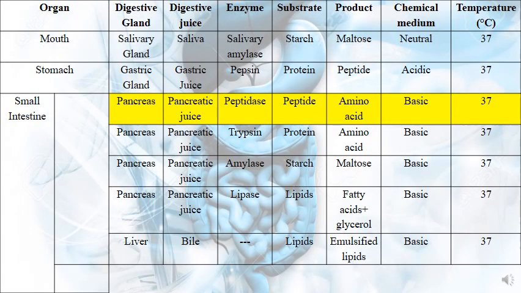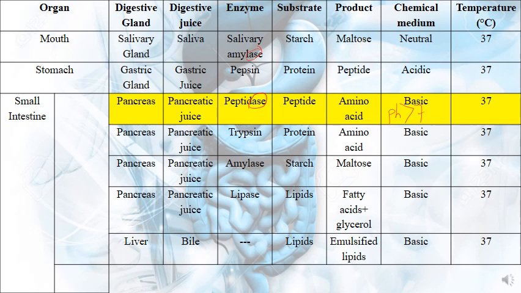Now, let's move to the pancreas. It contains a juice, and the enzyme is called peptidase. So any word that ends with A-S-E from now on is going to be an enzyme, like the case of amylase. Peptidase, as its name indicates, digests peptide into amino acid, which is the simplest form of protein, where the medium is basic, meaning that the pH is greater than 7, and the temperature is 37 degrees Celsius.